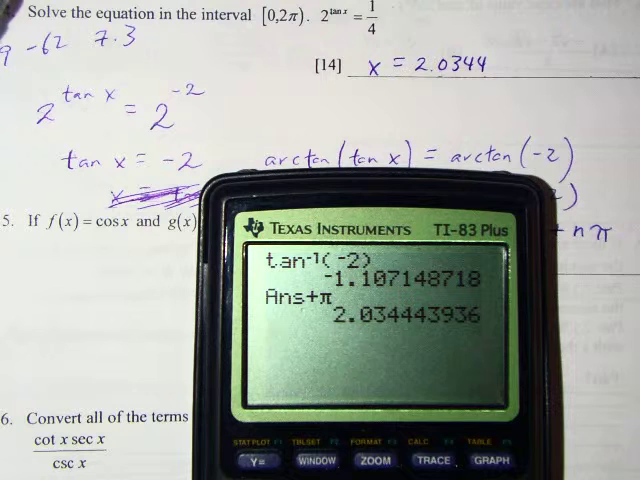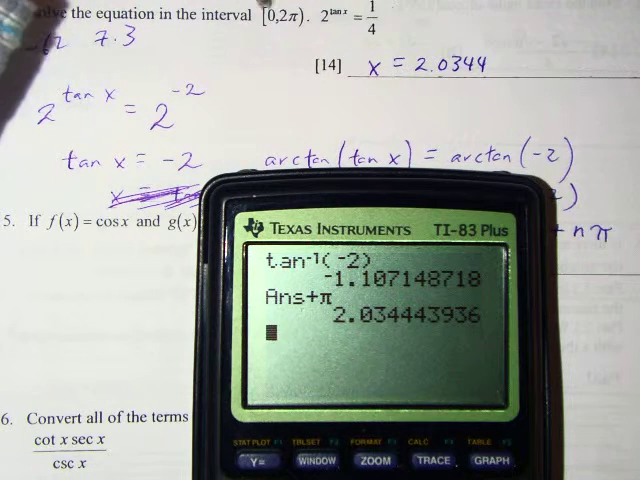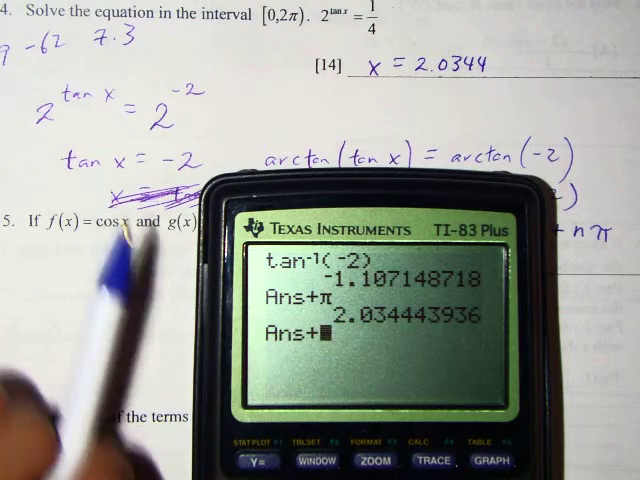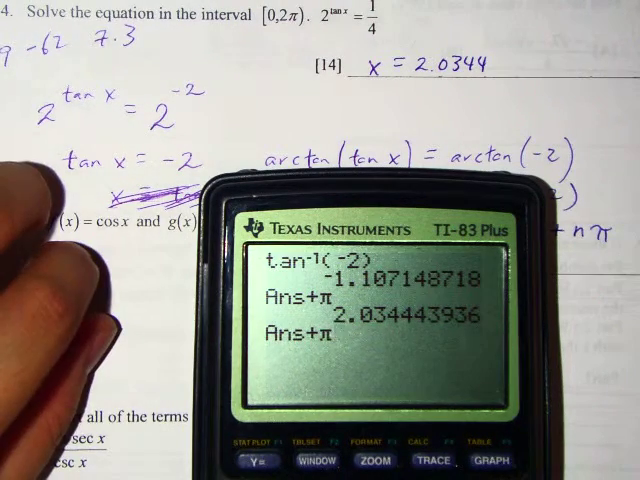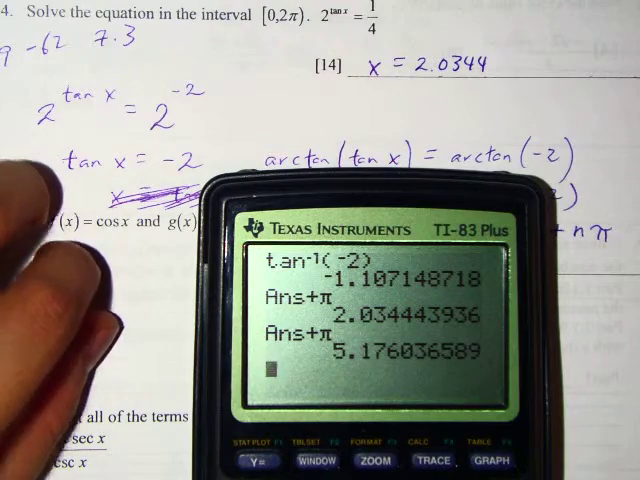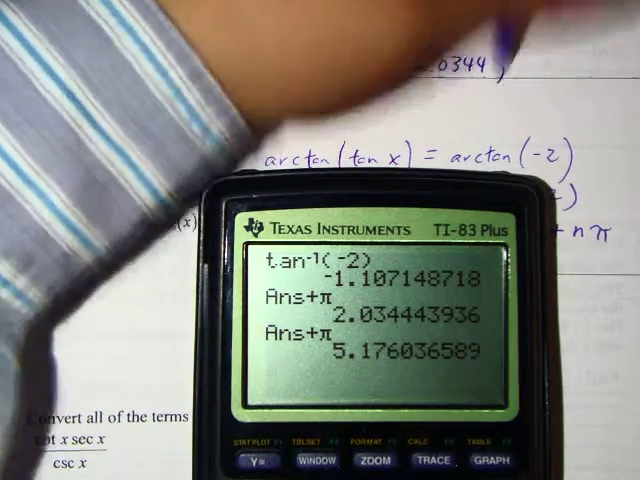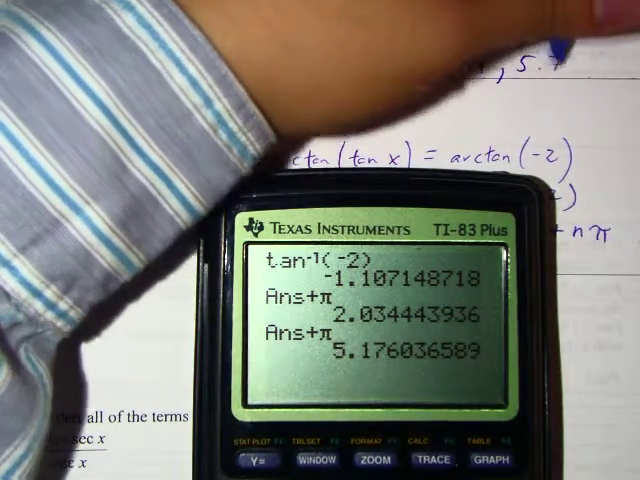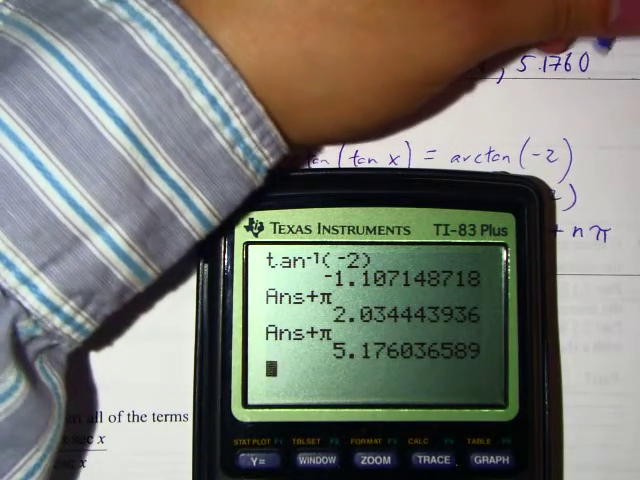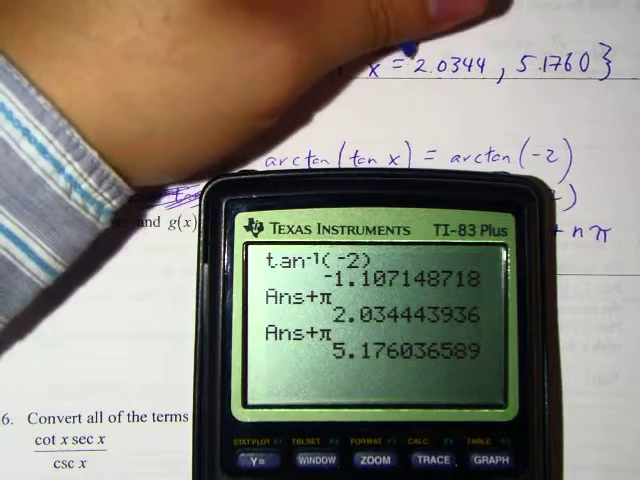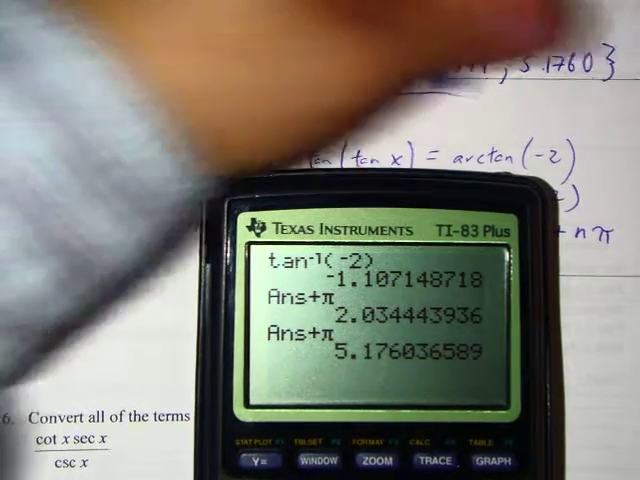But if we think about that, 2 pi is about 6.28, so we're going to have another one. If we add another pi to this answer, that is also an acceptable answer between 0 and 2 pi, which is 5.1760. And those would be our two answers.